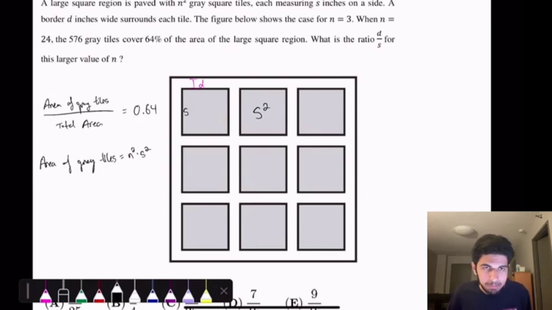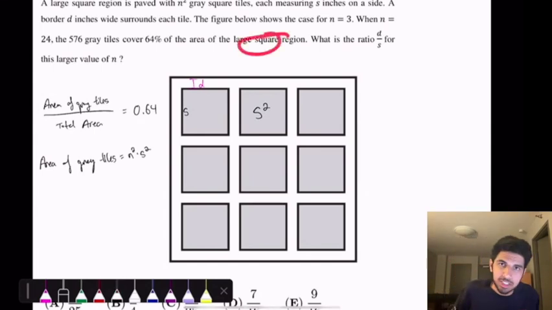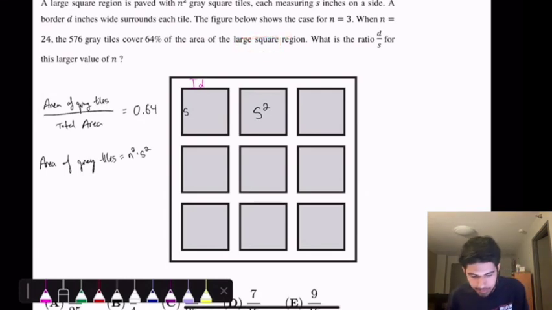Well, the shape of the total area is a square, right? We're given that it's a large square region, so to find that area, we just need a side length. Where we see this leftmost side length, I should probably do it with a highlighter. That's not a very thick highlighter.